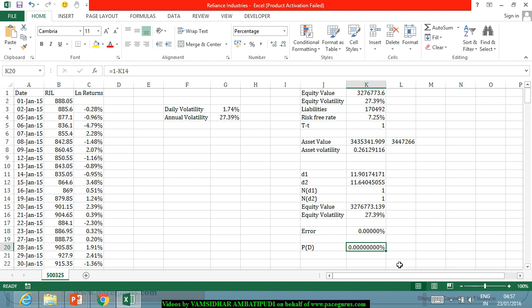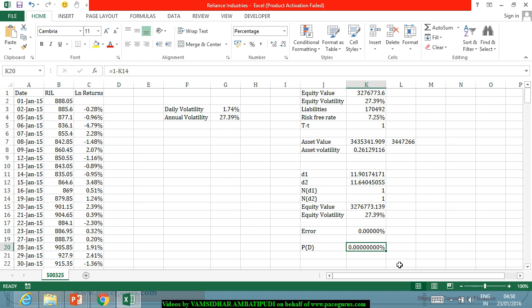So that's how we are using this model, right? We are using the estimate of the equity volatility from the estimate of the prices, and we are directly pitching them into the formula. So this is how we are using the Merton model to estimate the probability of default. For a company like Reliance, the chances of defaulting within the next 1 year are very, very close to zero, which is obvious, right?